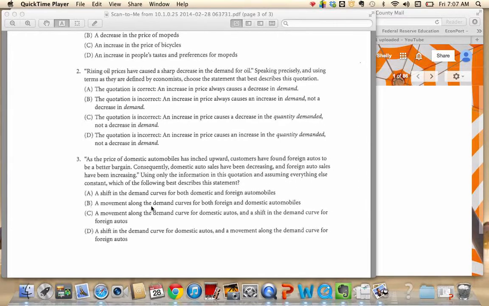So B says a movement along the demand curves for both. Once again, we know that's not true. We're going to shift one and move along the curve for the other. A movement along the demand curve for domestic autos is true because we're only changing the price, and a shift of the demand curve for foreign autos. We know that's true. We didn't change the price of foreign autos, but because domestic prices are going up and quantity demanded is going down, it changes our demand for the substitute. So C is the answer for that one.